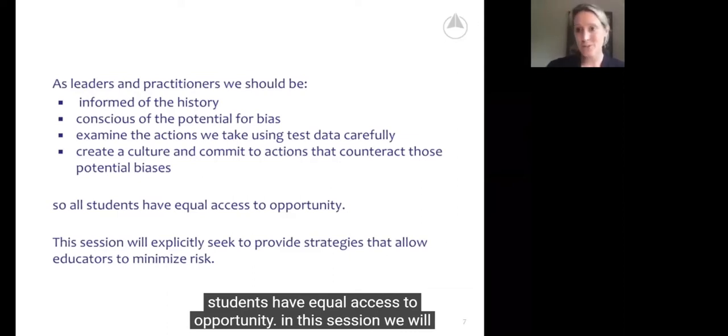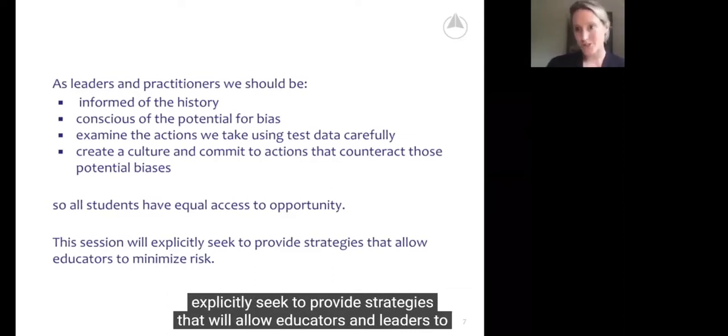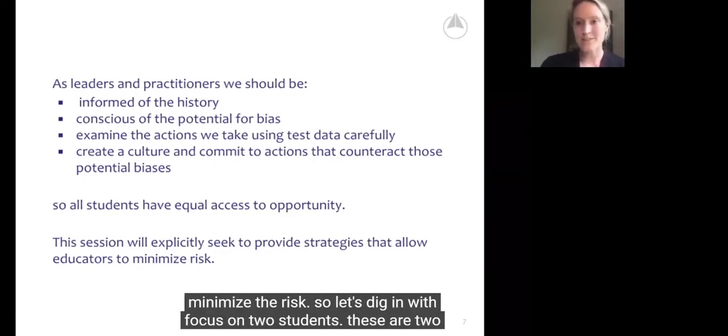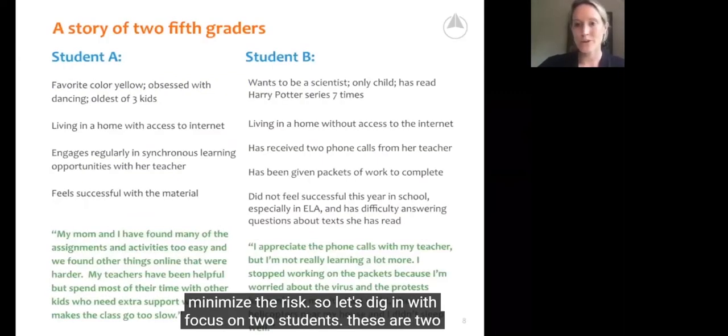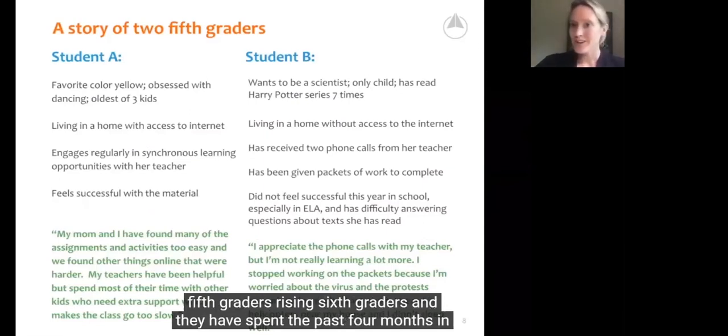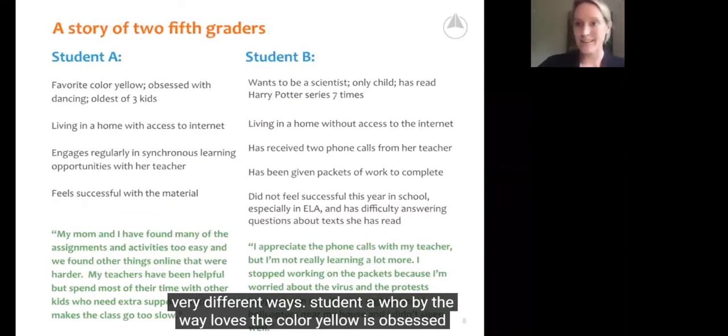In this session, we will explicitly seek to provide strategies that will allow educators and leaders to minimize the risk. So let's dig in with focus on two students. These are two fifth graders, rising sixth graders, and they have spent the past 4 months in very different ways.